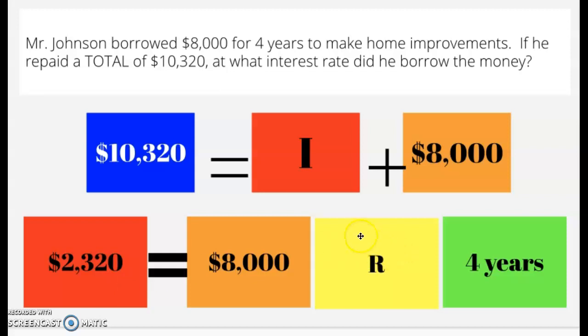Remember, your rate is going to be a decimal. It's going to be something very small. So if you get something larger than 1, you need to check and make sure you put the right number on top when you divide it. Remember, you always divide by what is attached to your variable. Whatever is attached to your variable becomes your denominator.